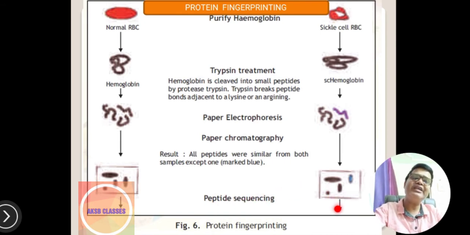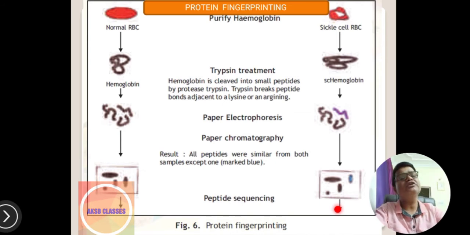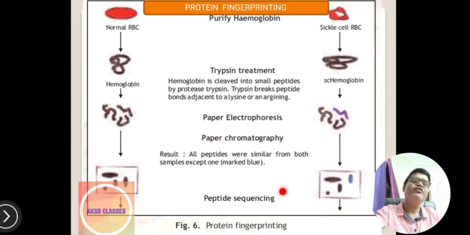So finally, with the help of MALDI-TOF, matrix assisted laser desorption ionization time of flight, we are going to separate the protein at the amino acid level. So this is protein fingerprinting, or peptide mapping. This is the protein fingerprinting.